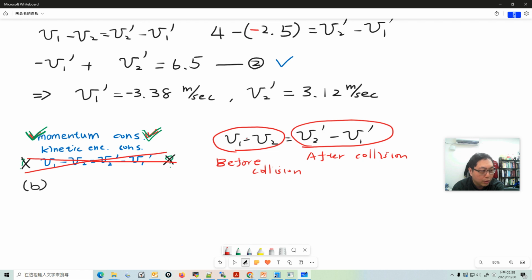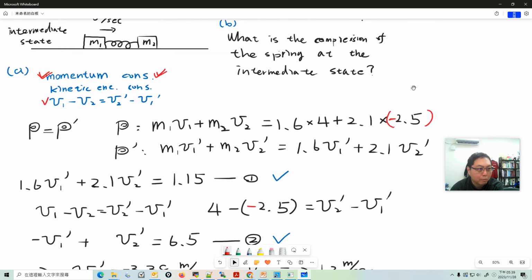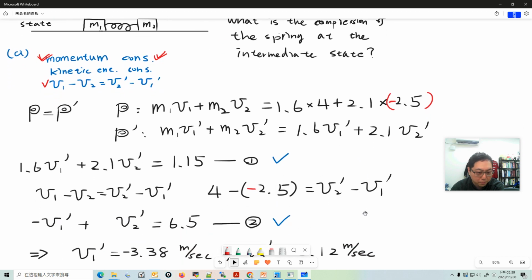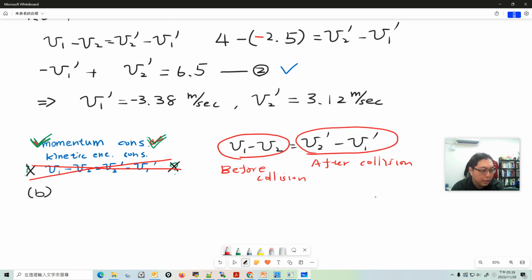Next is kinetic energy conservation, but be careful, because right now our system is not a simple collision anymore. Now our system has a spring, so you have to realize that the system has elastic potential energy. We cannot simply use kinetic energy conservation. We have to use mechanical energy conservation, so we have to change this a little bit.